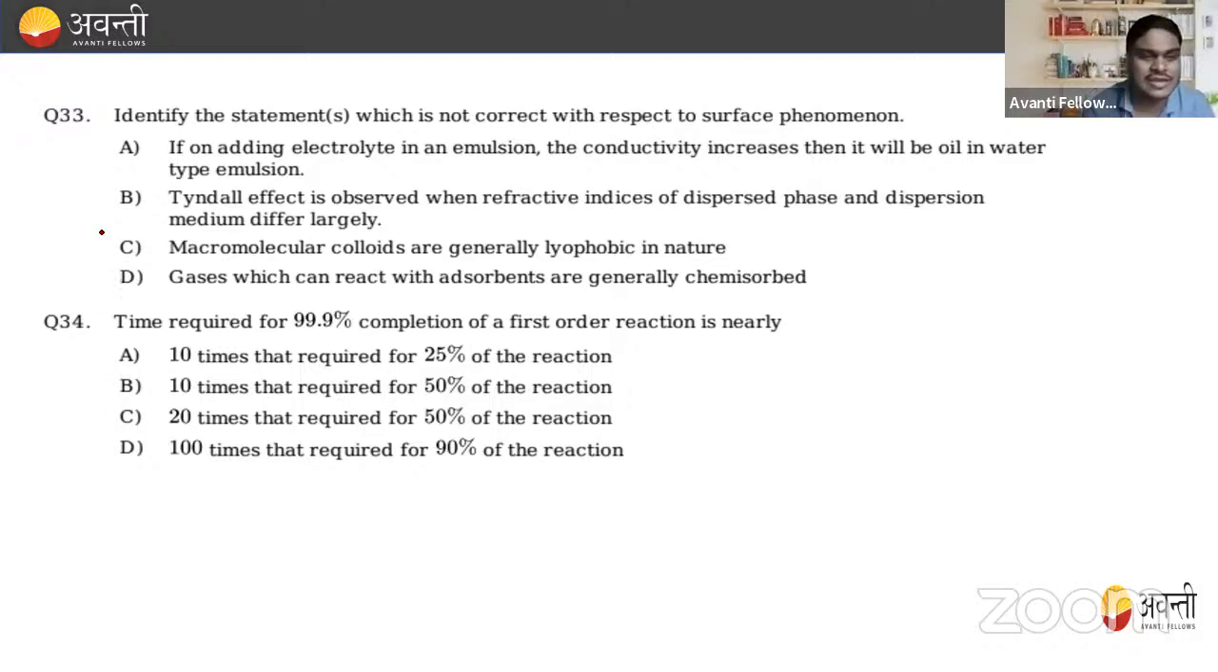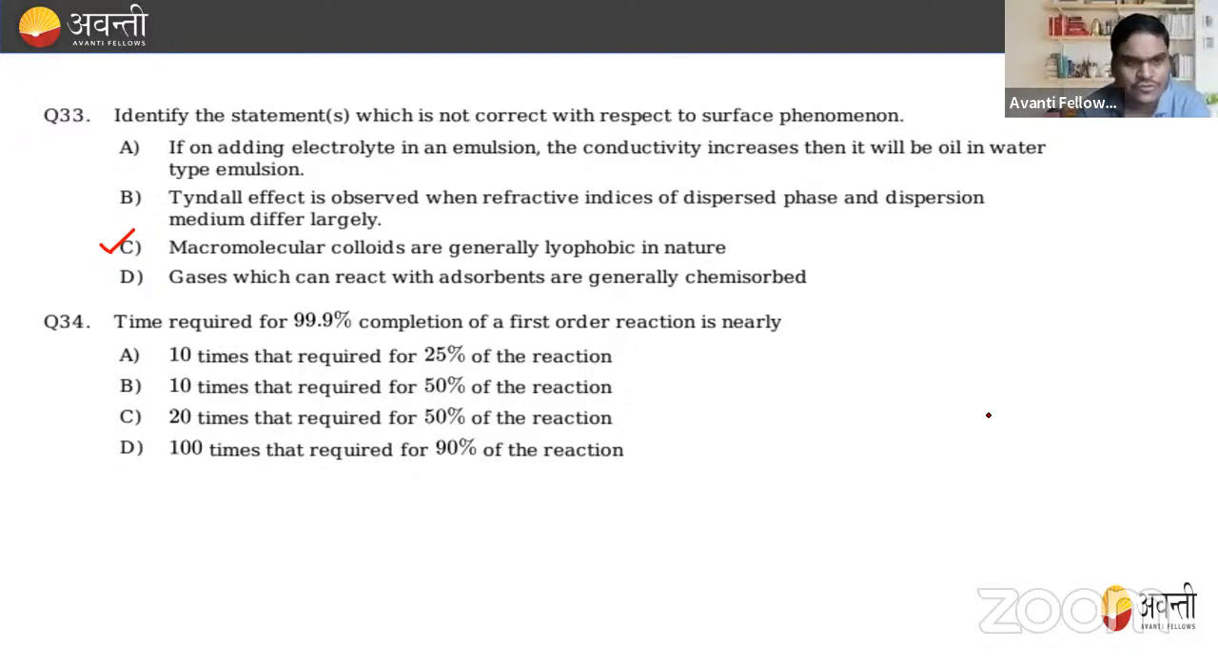Yes, absolutely. This is very simple to remember. Macromolecular colloids are generally lyophilic in nature, not lyophobic. So this is the incorrect statement. Macromolecules like starch or gelatin are lyophilic. Lyophilic means water loving species, not water hating species. So this statement is the answer for this question.